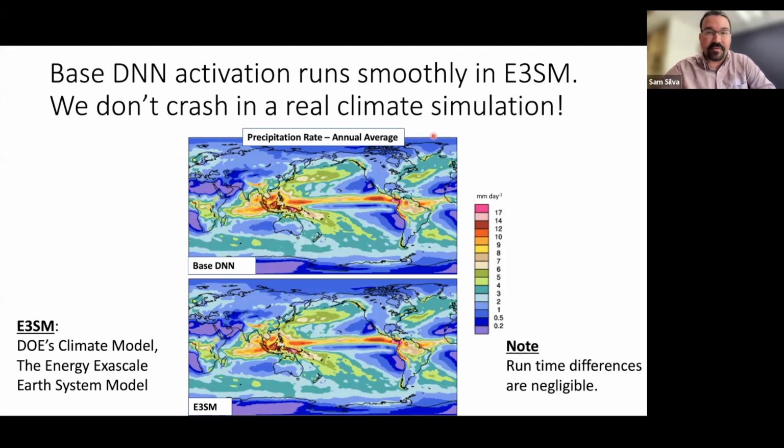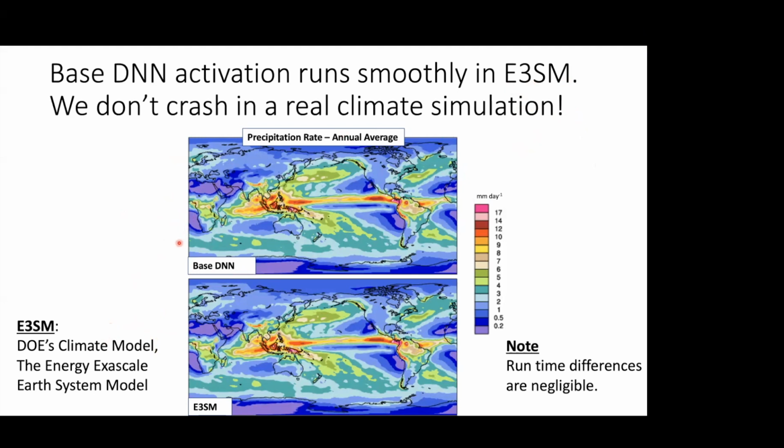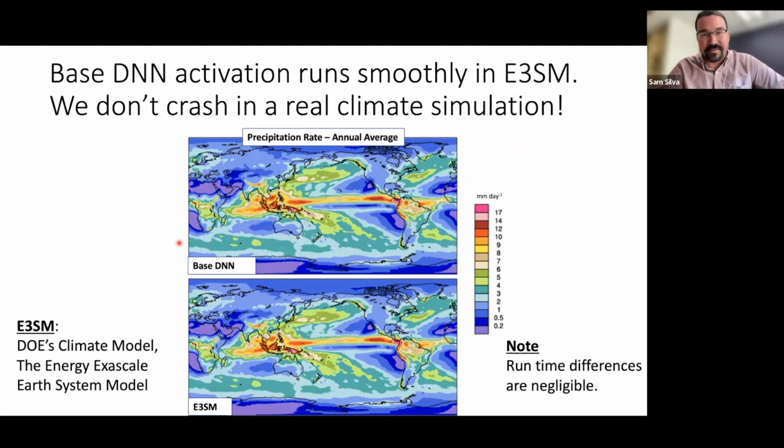So what you're looking at is the precipitation rate, the annual average for a 1-year simulation, with the base deep neural network on top and E3SM, the DOE's climate model, on the bottom. And these maps look very, very similar with only minor differences. For those of you who have actually tried to get machine learning approaches online in an Earth system model, you know that this is not a trivial result to get, right? It's very easy to blow up the model with your machine learning technique.